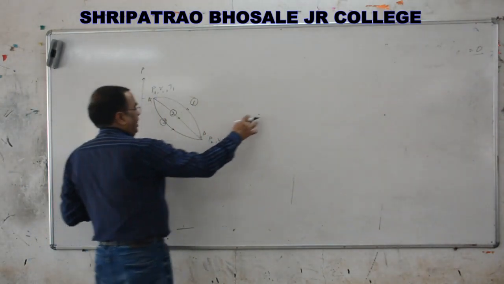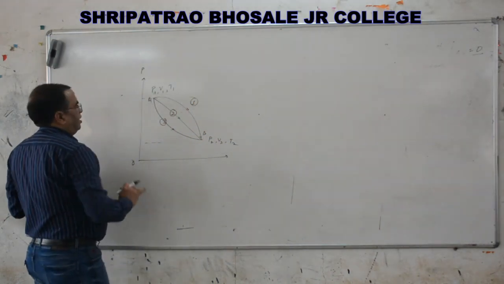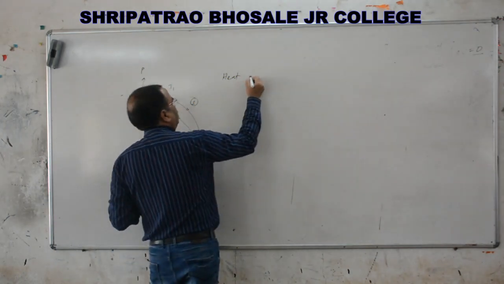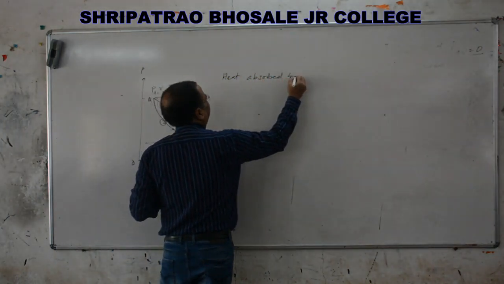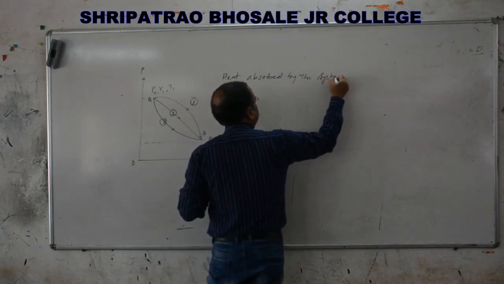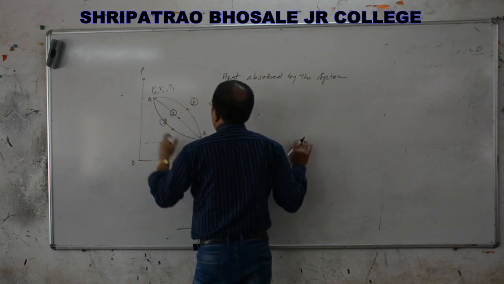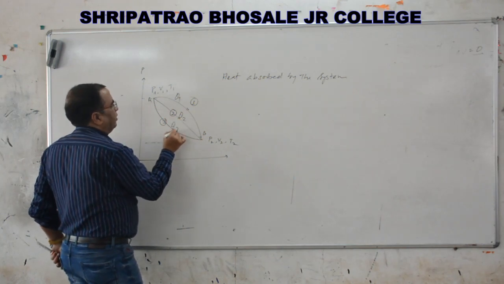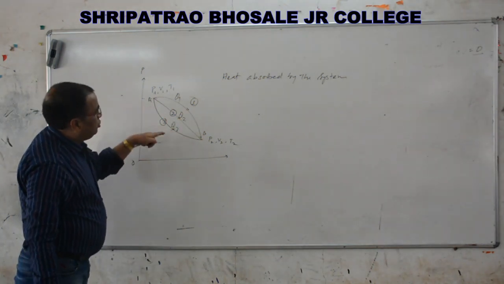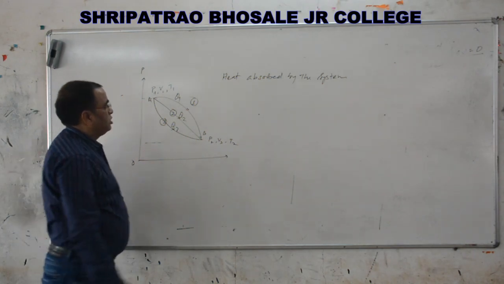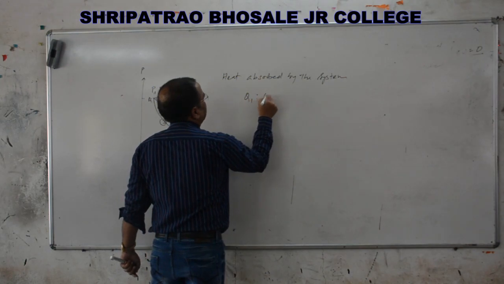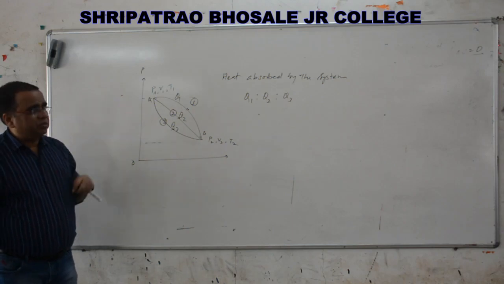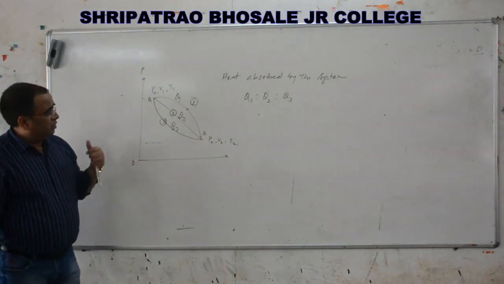Now the question is this. They will ask you to find the amount of heat absorbed by the system in the three processes. In the first process the heat is Q1, the second Q2, and the third Q3. So Q1, Q2, Q3 are the amounts of heat absorbed in the three different processes. Then find the ratio Q1 is to Q2 is to Q3. There will be four options given. How to solve this question? Can you think about it?